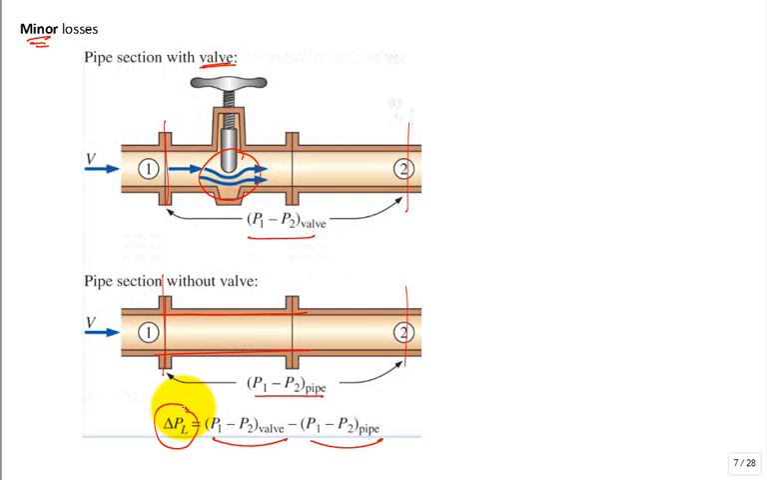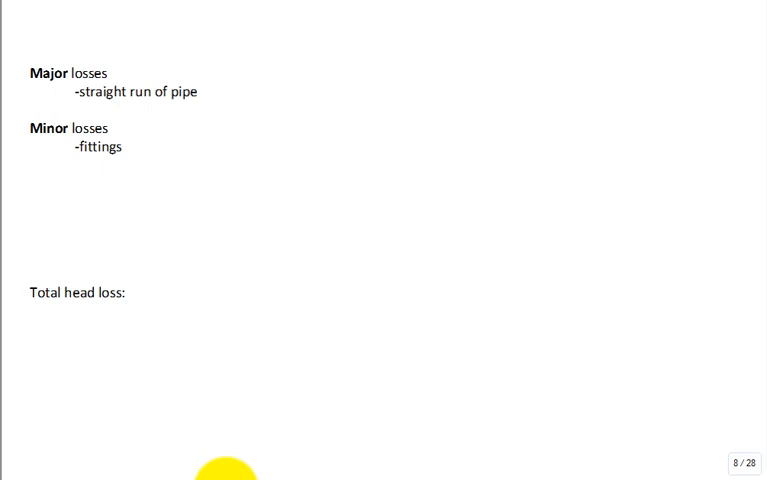That's a minor loss because it's a part that goes in there. It really doesn't have much length to it. It's pretty compact in the piping system, and you have a pressure loss associated with that valve. So for a straight run, as a reminder, what's our key equation?